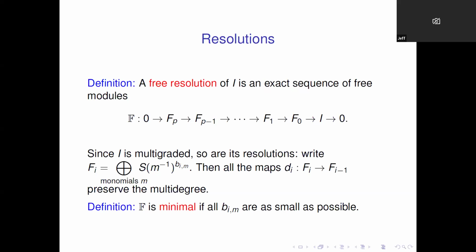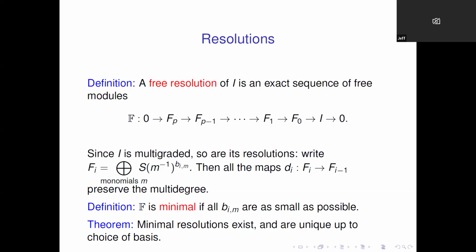The resolution is minimal precisely if all those exponents are as small as possible. That means that each of the summands has minimal possible rank over all free resolutions of the ideal I. It is a moderately difficult theorem that minimal resolutions exist. It's certainly not obvious when we define it this way. And what's more, we can recognize minimal resolutions if we look at the matrices of the differential maps. You're minimal precisely when there are no non-zero scalars in those matrices.